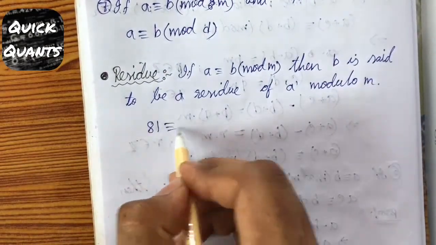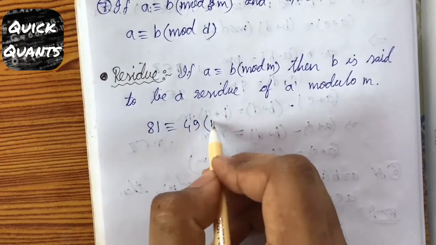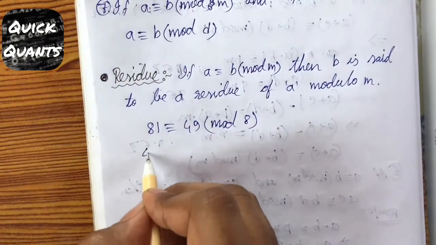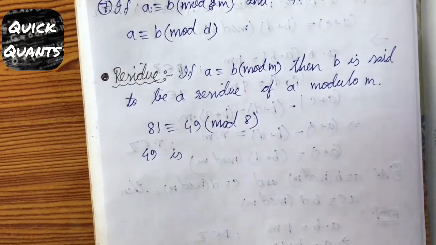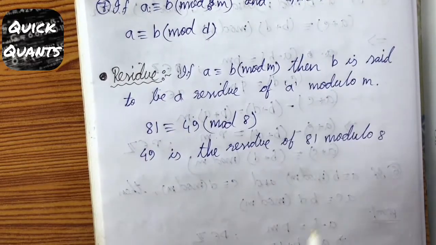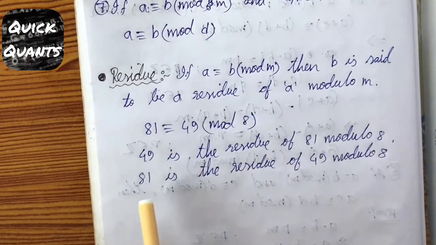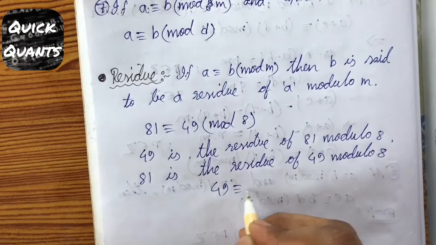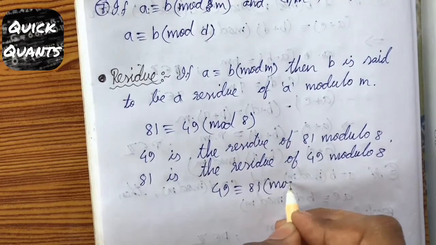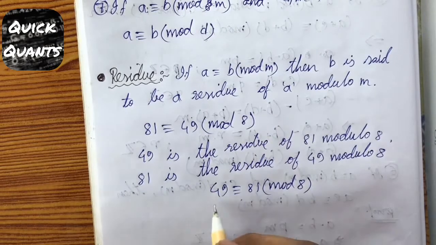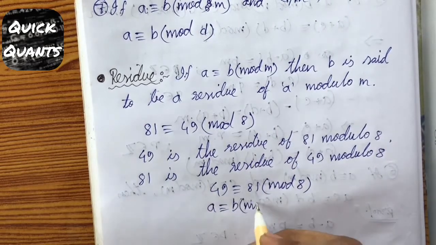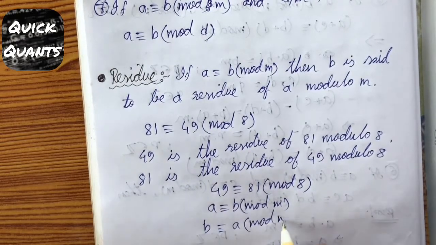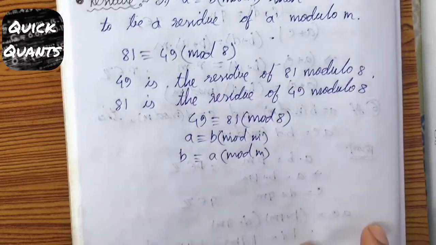You know that 81 is congruent to 49 mod 8. Here we can say that 49 is the residue of 81 modulo 8. Similarly, we can say that 81 is the residue of 49 modulo 8 if 49 is congruent to 81 mod 8. And from the property we know that if A is congruent to B mod M, then B is also congruent to A mod M. We also proved this.